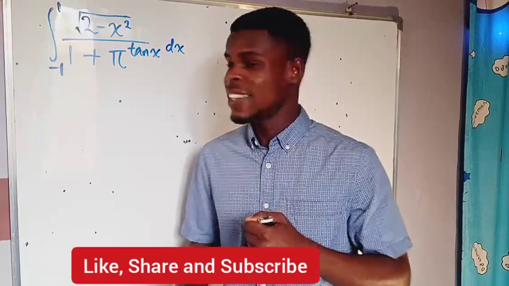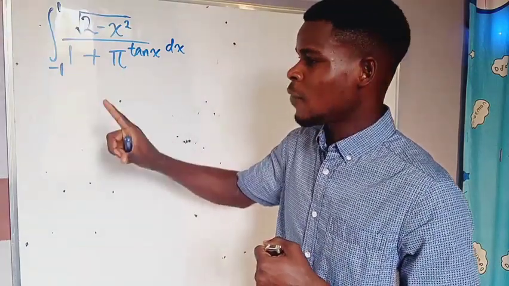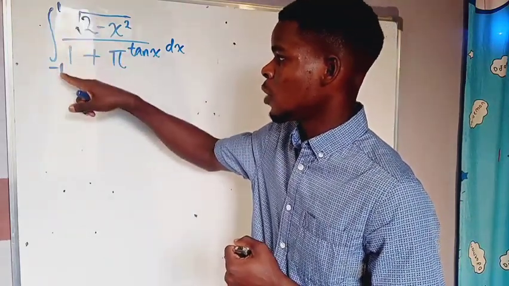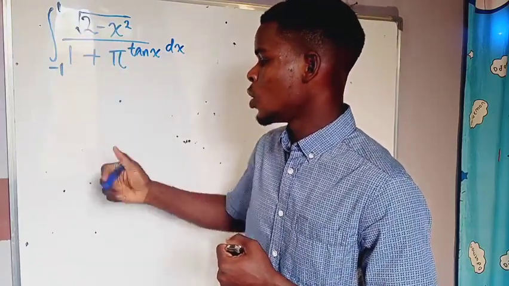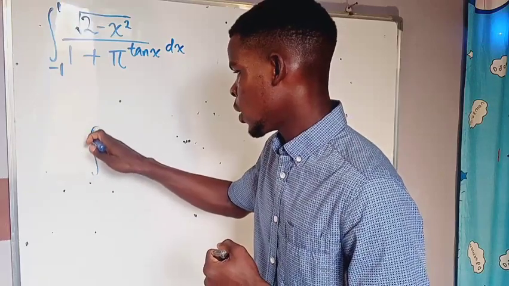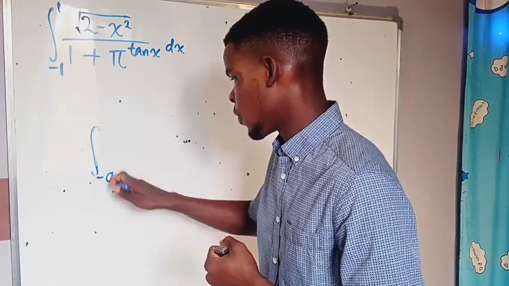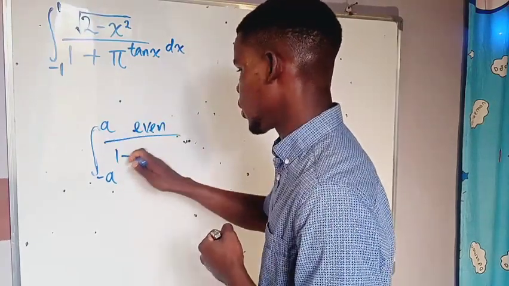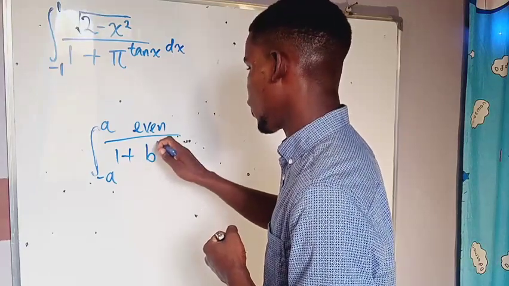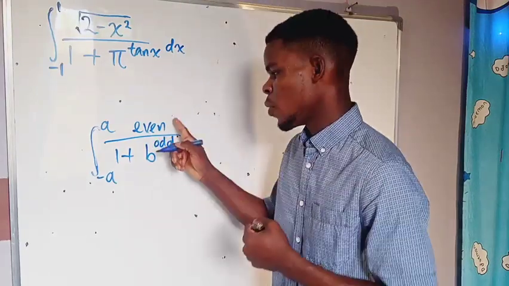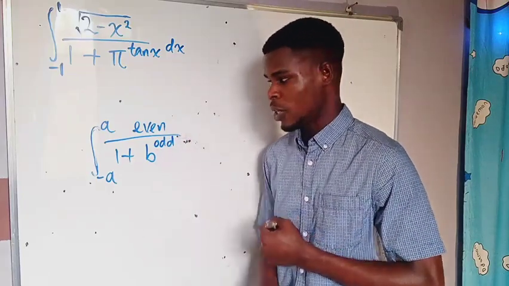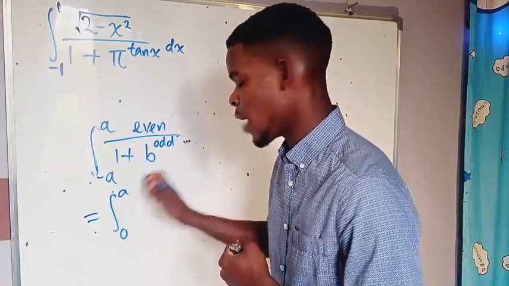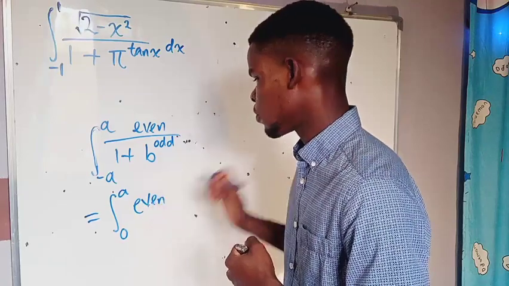In one of our previous videos, I proved a property that tells us that when we have an integral over a symmetric interval, from negative a to a, of an even function divided by 1 plus a positive number, let's say b, raised to an odd function, with d of the variable here, this is the same thing as the integral from 0 to a of just the even function.